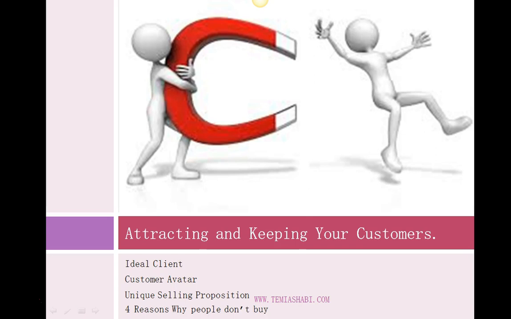Again, I'll talk about your unique selling proposition and then 4 reasons why people don't buy. This is very, very important. You need to know, because when you begin to attract these customers and some people are not buying immediately, you must know why they don't buy and then how to tackle those who are not buying.